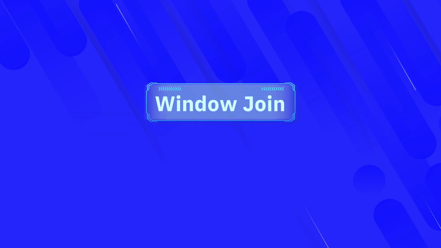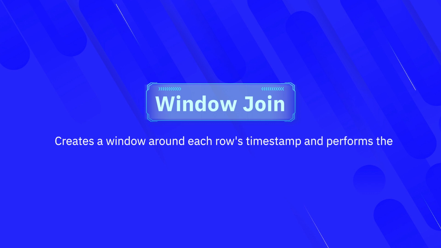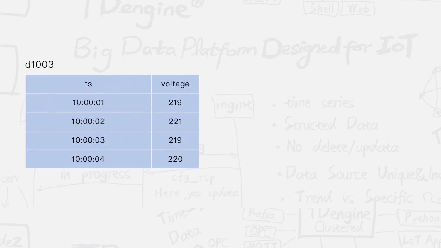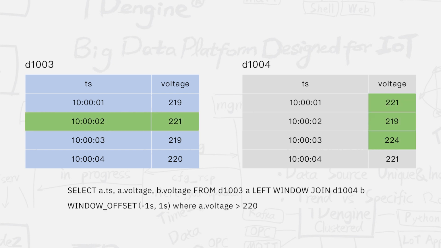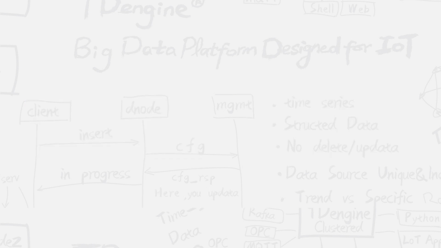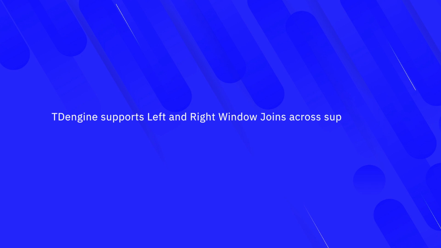A window join creates a window around each row's timestamp and performs the join based on this window. It allows for operations within the window, including projections, scalar operations, and aggregations. For example, to find voltage values from table D1003, where the voltage is above 220 volts, and also get the voltage values from table D1004 with a 1-second window before and after, the SQL query would be as follows. The result of this query is shown on screen. TDengine supports left and right window joins across supertables, regular tables, and subtables.